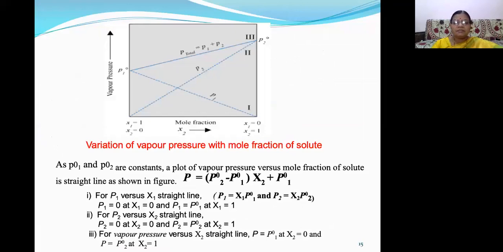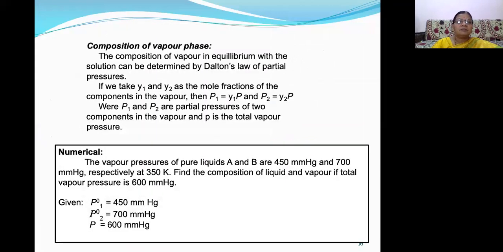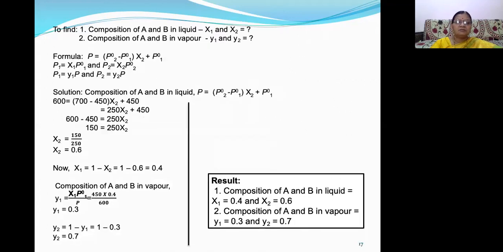Variation of vapor pressure with mole fraction of solute. So these graphs that we discuss. Composition of vapor phase, that is the composition of components in the vapor phase. How to calculate these values, that is the composition y1 and y2. Based on that, one numerical that we have solved, this numerical.